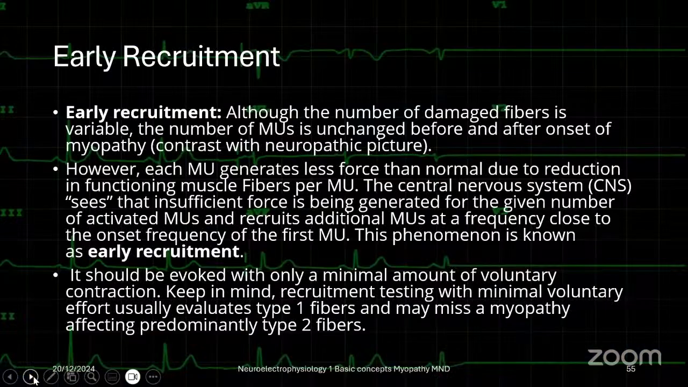What is early recruitment? Concentrate here. Although the number of damaged fibers is variable, the number of motor units is unchanged before and after onset of myopathy. This is different from the neuropathic picture. Here, the motor units remain unchanged. There will be a difference. In neuropathy, the motor units are disturbed.